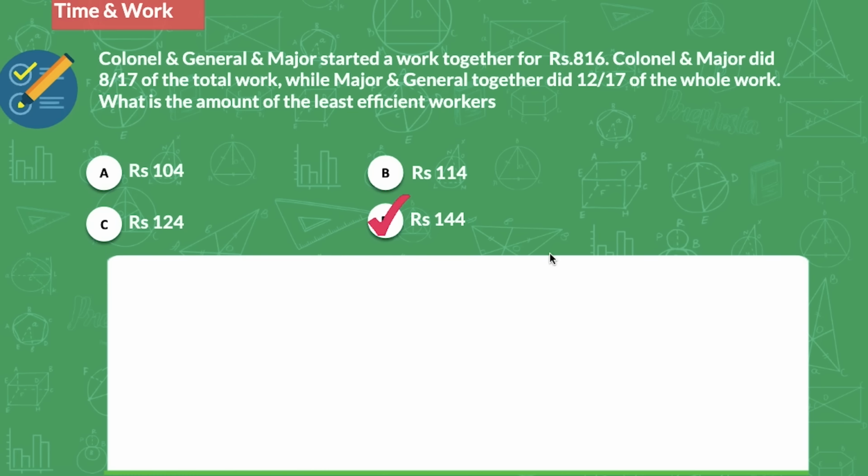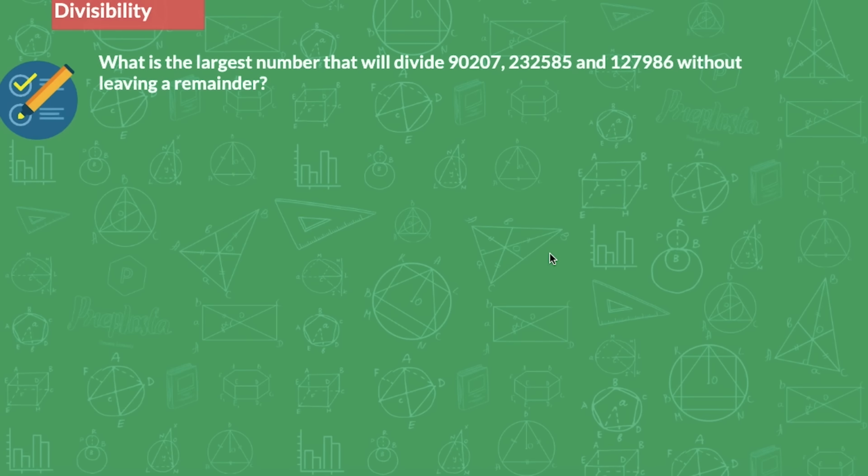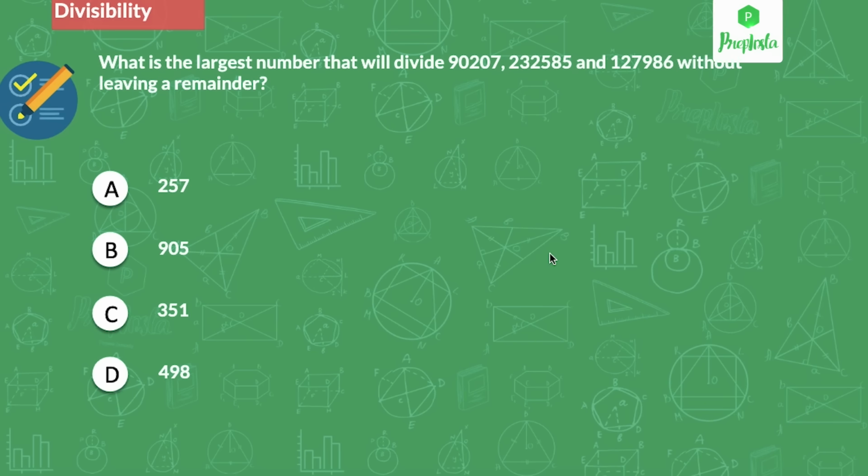Alright, so let's move on to another question from here. A question from divisibility. What is the largest number that will divide 90207 and the other two numbers without leaving a remainder? And the options are there on your screen. Just to give you a basic hint, just think about HCF and LCM here, and I hope you will get the answer from there, right?